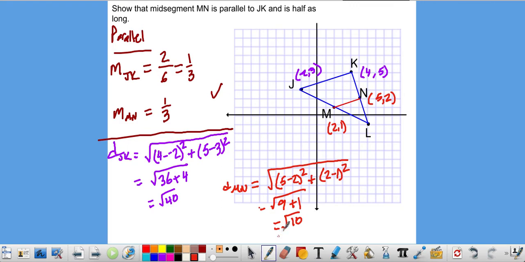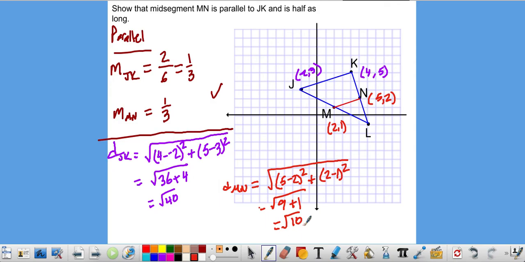Now on the surface, it doesn't look like the square root of 40 is twice as long as the square root of 10. But knowing what we know about square roots, when you multiply by 4 inside of a square root, you're actually multiplying by 2 because the square root of 4 is 2.